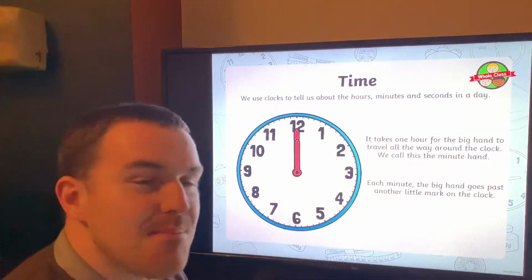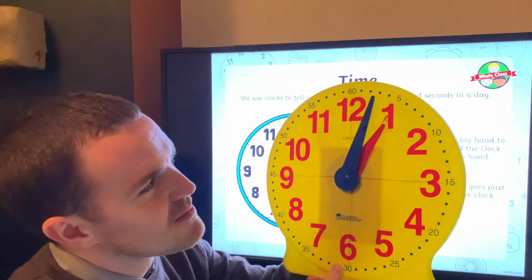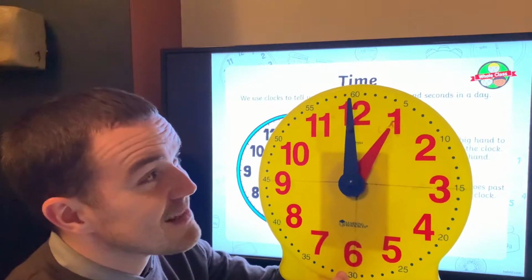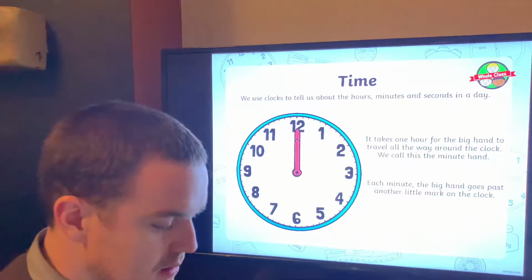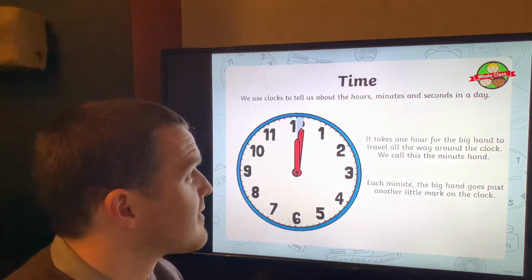Each minute, the big hand goes past another little mark. So each minute, that's 1 minute, 2 minutes, 3 minutes, 4 minutes, 5 minutes, okay? All those little marks are minutes. And you can just see there, the clock's gone from 1 minute, okay?